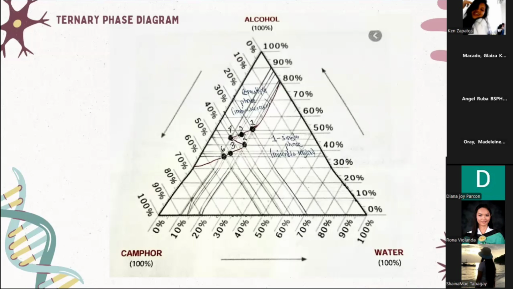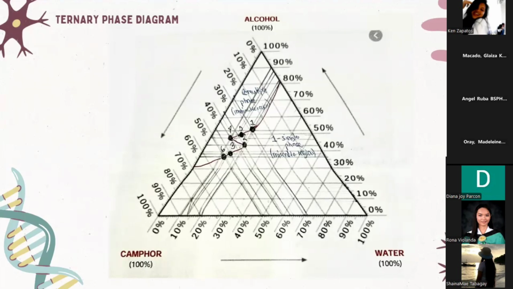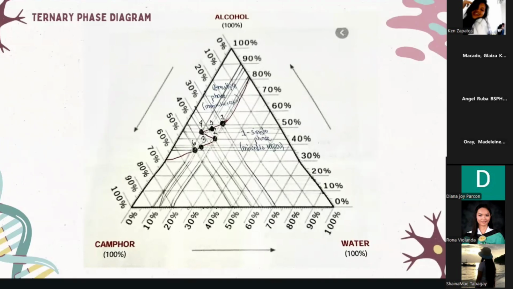They are intersected. System number 5 is plotted at 35.29. Sorry, for our system number 6, it is plotted at 63% because our camphor is 51.11%, our alcohol is 37.78%, and the water is 11.11%. That's why they are intersected at 63%.